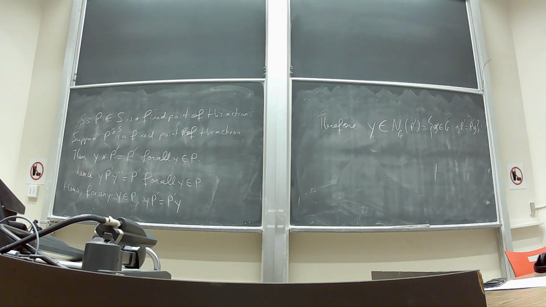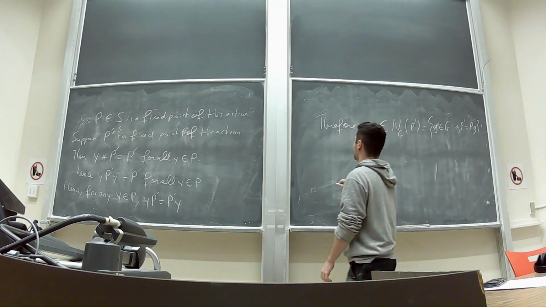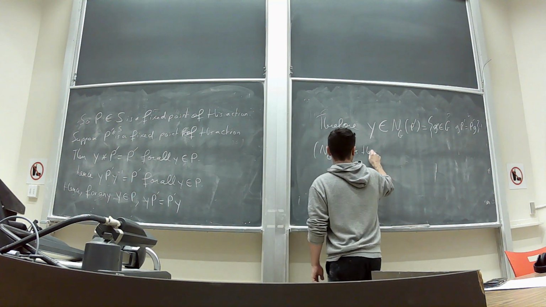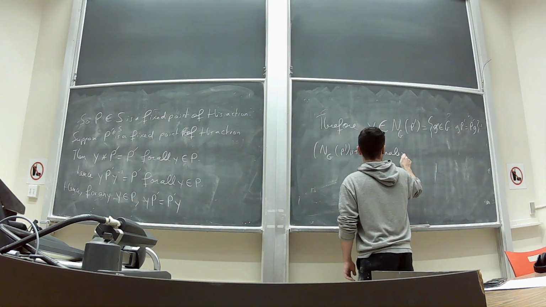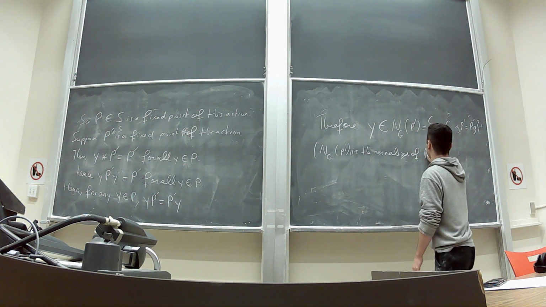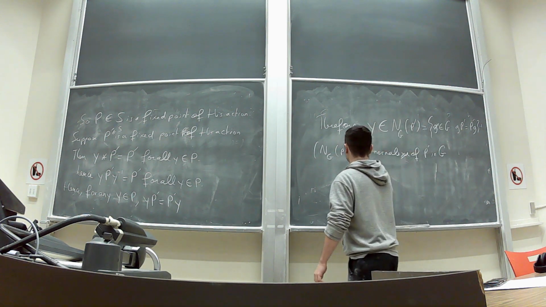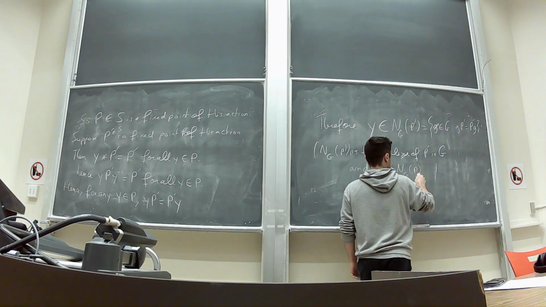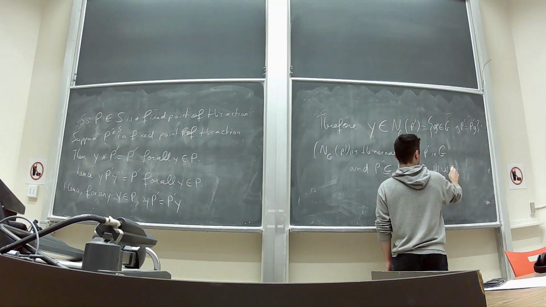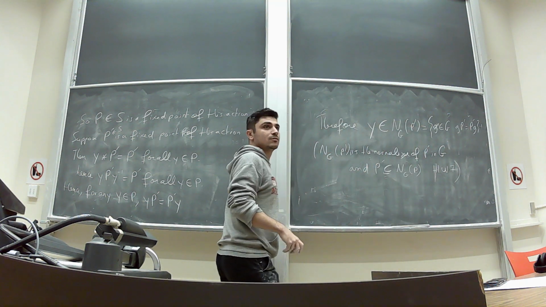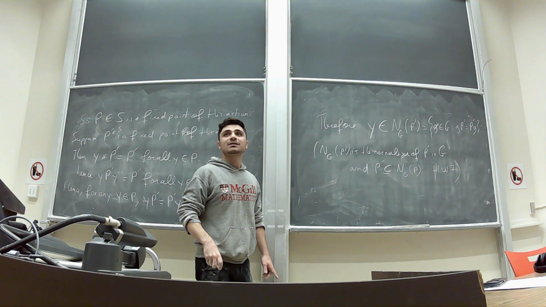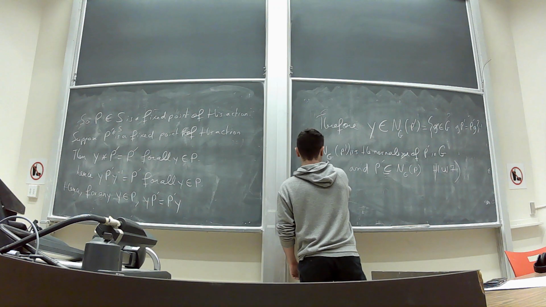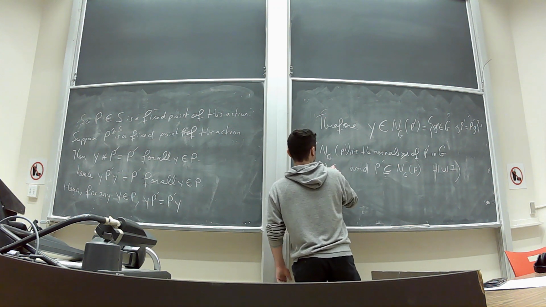Okay. The normalizer. Recall that N_G(P') is the normalizer of P prime in G, and we proved in the homework, homework 7, that P prime is a subgroup of N_G(P'). And the normalizer is a subgroup, right? We proved this in the homework. N_G(P') is a subgroup of G.